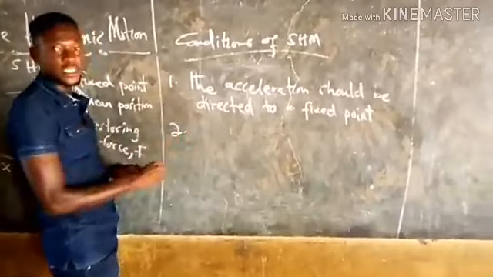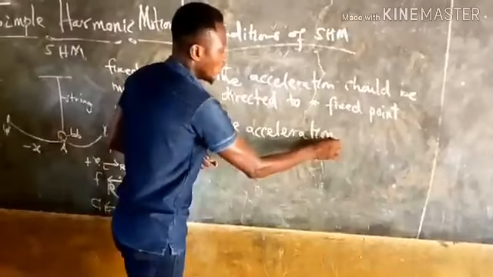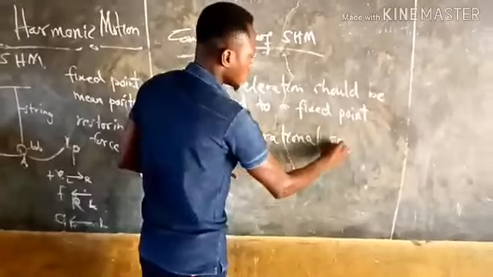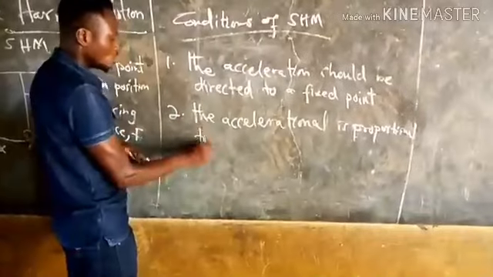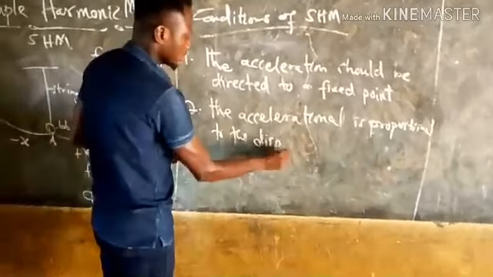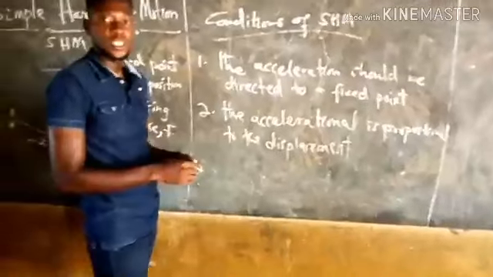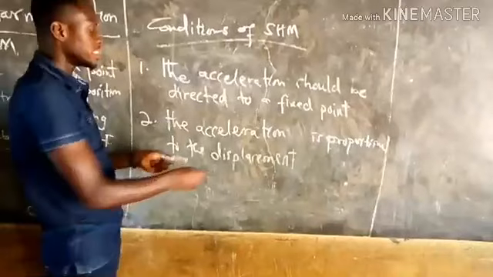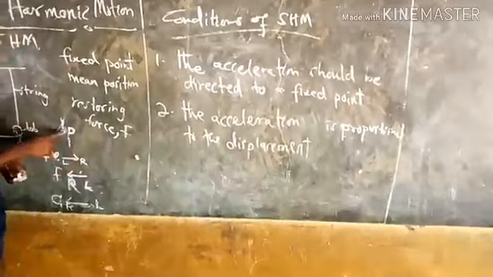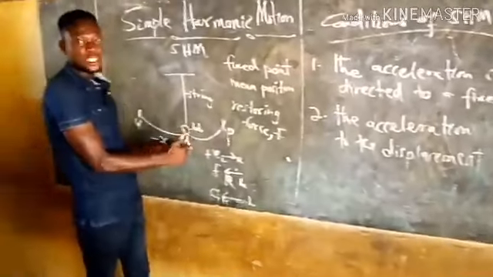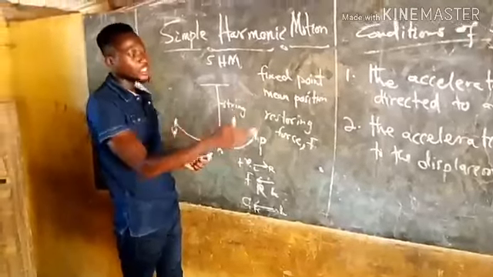And the second condition, the acceleration is proportional to the displacement. And this condition simply means that the greater the displacement of the body, the higher the restoring force, just to bring the body back to the mean position. And restoring force brings about acceleration. So the acceleration too has to what?